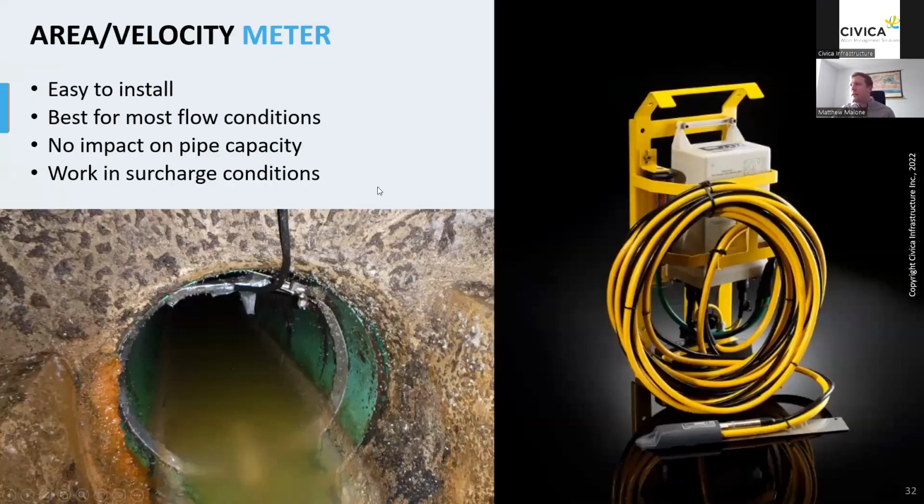Here's one set up in the field. The key benefits for these meters are that they're relatively easy to install, and they're good for a lot of different flow conditions. The other key important thing is there's no or very little impact on the pipe capacity. So you can see there's a very thin band. The sensor's on the bottom of the flow.